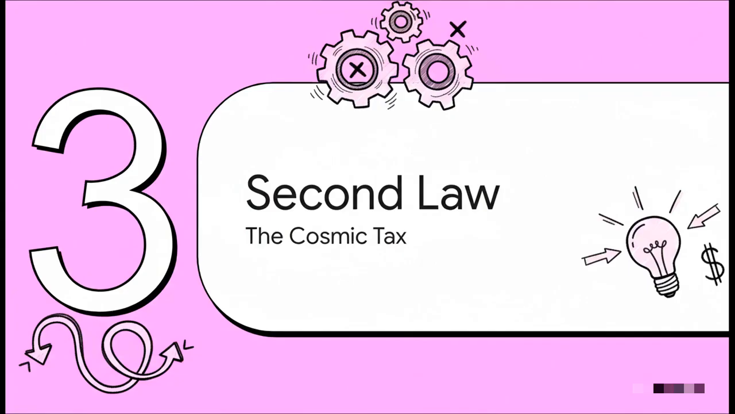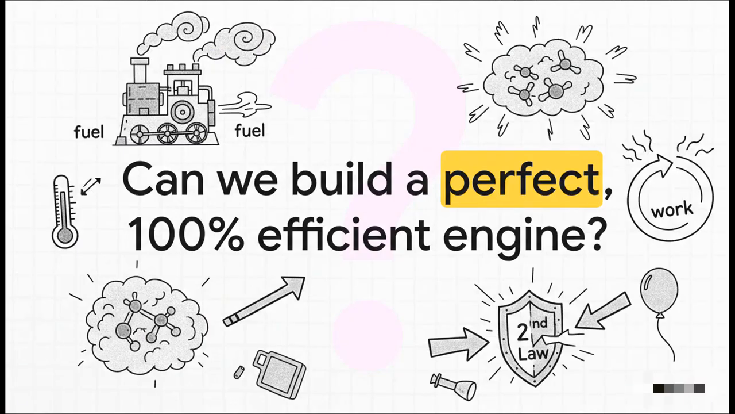Okay, wait a second. If energy is always conserved, if it's never really lost, does that mean we can just keep reusing it forever with perfect efficiency? Could we build a machine that just runs forever on its own? I mean, that's the million-dollar question, isn't it? If no energy is ever actually destroyed, why can't we build a perfect, 100% efficient engine? One that takes every last drop of fuel and turns it into pure, useful work.